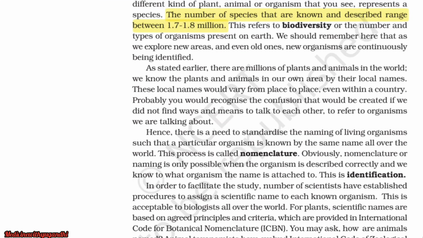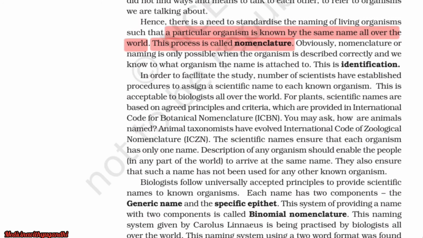Coming to the next MCQ, a particular organism is known by the same name all over the world. This process of naming the organism by the same name all over the world is called nomenclature. Then describing the organism correctly and sorting out what name must be given to that organism according to its behavior and its characteristics is called identification.